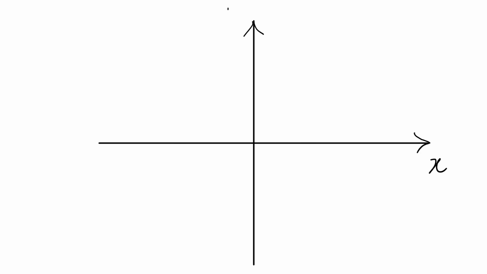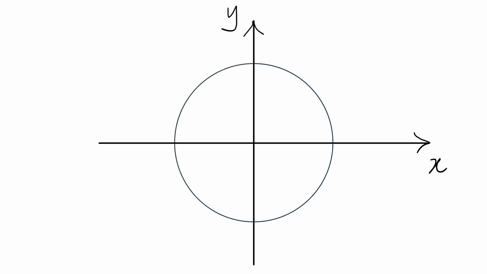Right, let's start off by making friends with some basic concepts. So let's start off by having a unit circle. A unit circle is one where we let the radius of the circle be 1 unit.